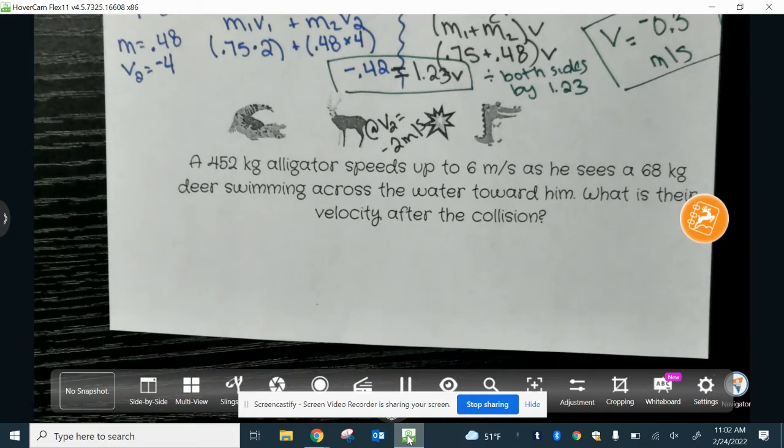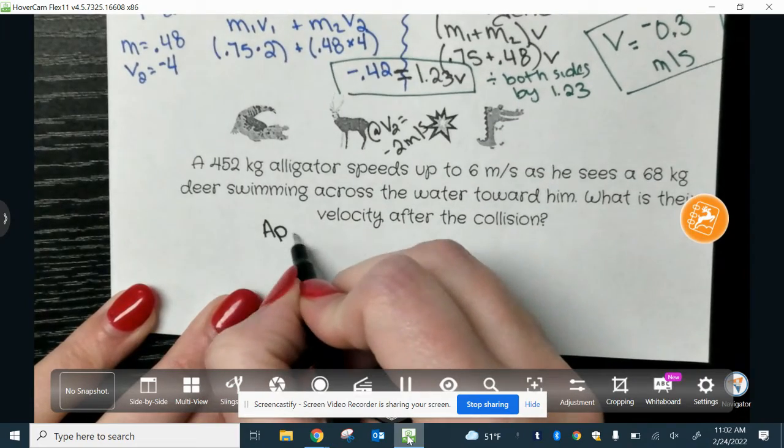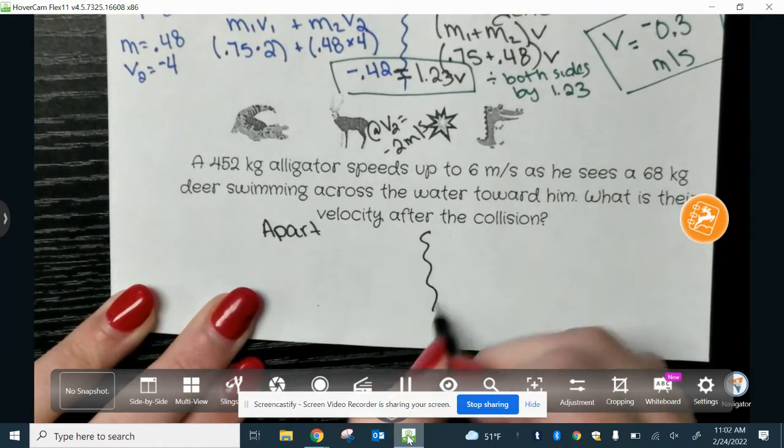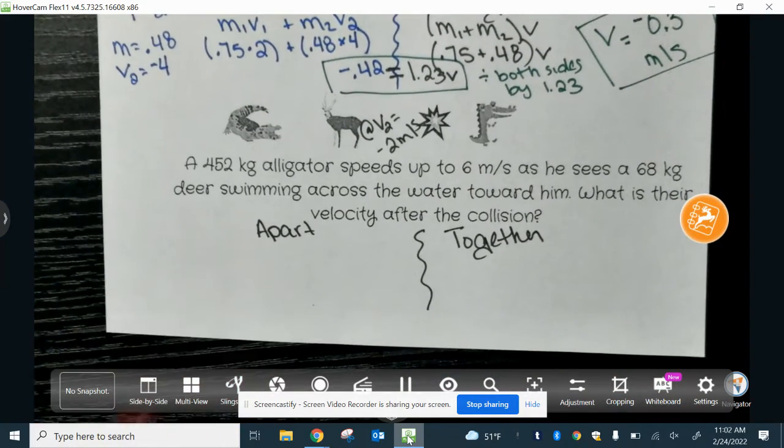What is their velocity after the collision? So before the collision, they are apart, and after, they are bonded together, much to the deer's dismay. Now, I know that this is not an actual situation. I realize that the alligator would take down the deer, drown it, and then do those rolls to break off chunks of the deer. I realize all of this. But this is make-believe, kind of. This is physics, so we're just going to assume that the alligator is so big that it can just swallow that up.